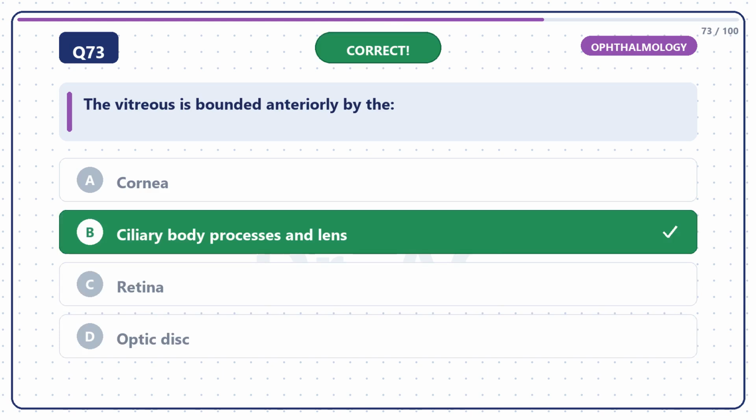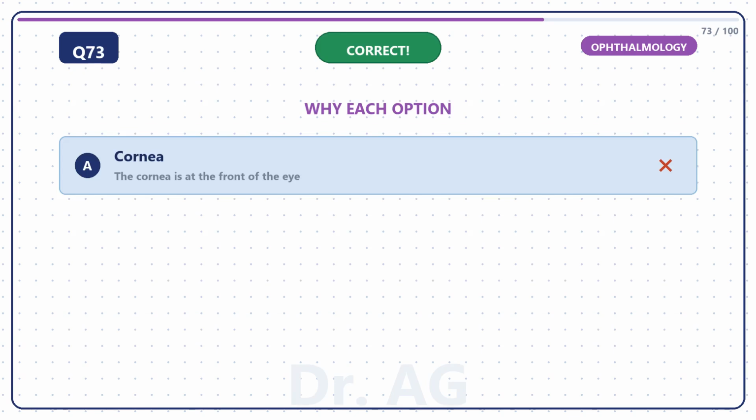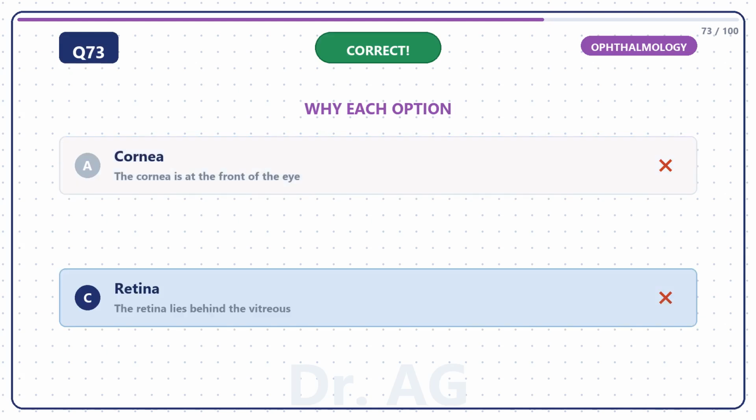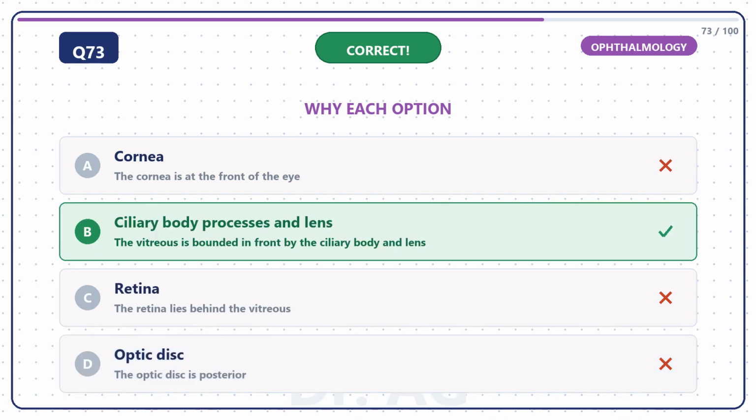The correct answer is option B, ciliary body processes and lens. Let's go through the options. Cornea. The cornea is at the front of the eye. Retina. The retina lies behind the vitreous. Optic disc. The optic disc is posterior. And the correct answer is ciliary body processes and lens. The vitreous is bounded in front by the ciliary body and lens. So, the right answer is option B. Ciliary body processes and lens.